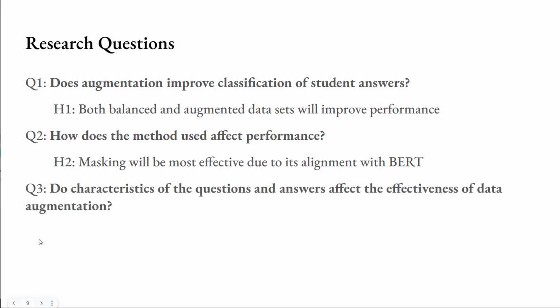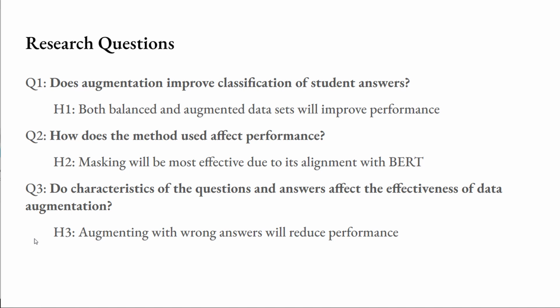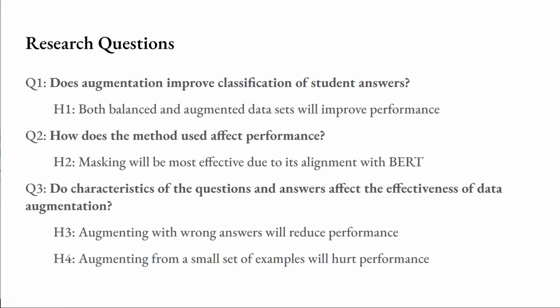Lastly, we wonder if the characteristics of the questions and answers affect the model performance, even with data augmentation. We hypothesize that augmentation, where the data set is predominantly wrong answers, will reduce performance over data sets where the answers are mostly correct. Finally, we hypothesize that augmenting from smaller subsets of examples will hurt performance. This is the case where there may be an overwhelming majority of, for instance, correct answers, making the number of incorrect answers in the data so small that augmentation will not lead to much variance in examples. In this case, we believe performance would suffer because the augmentation would consist of a small sampling of possible answers.